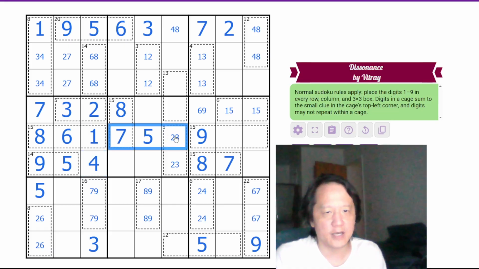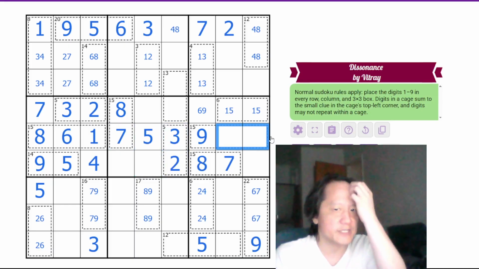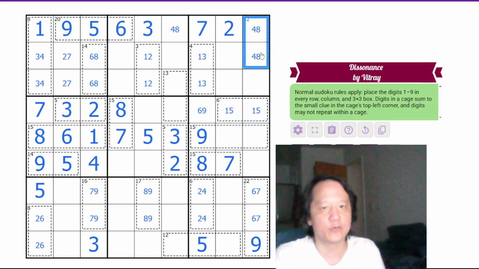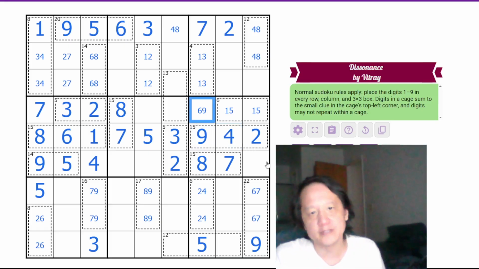These 3 digits add up to 10, or these 2 digits add up to 10 because these 3 add up to 15. So it's 7, 5, and 3, which makes that a 2. Remaining digits here are 2 and 4. This can't be 4 because of the 4-8 pair in the column, so that's 2, which makes that 4. 9 eliminates 9 here, so it's 6.